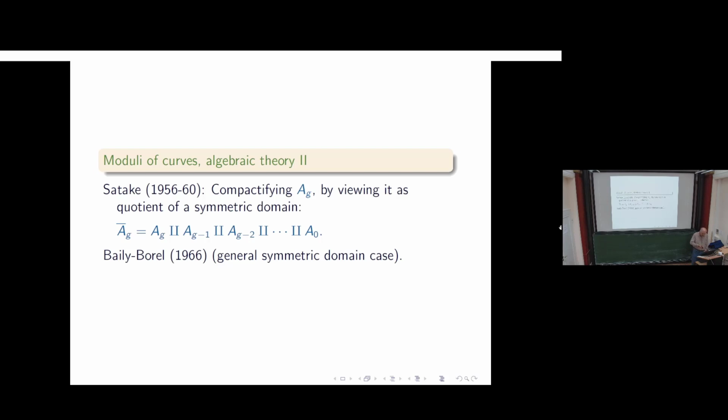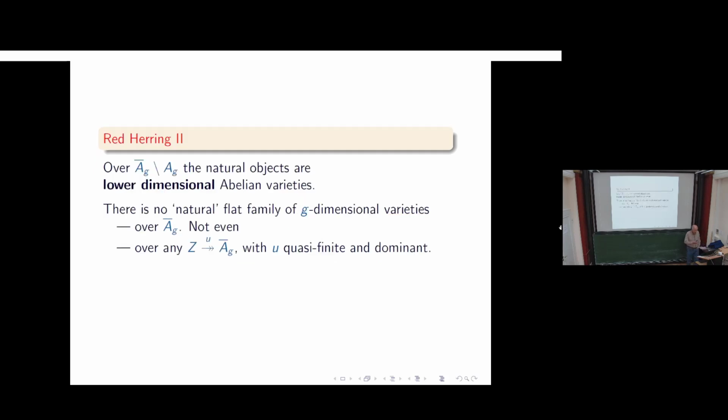Now, why do I say this was a disaster? Because over the boundary of A_g bar, the natural objects, according to Satake, are lower dimensional abelian varieties. So clearly there cannot be families over here. There is no family where, say, an abelian variety of dimension 3 is a general fiber and dimension 2 is a special fiber. And because of that, I think people really gave up on the possibility that there is a compactification over which there exists a nice universal family.